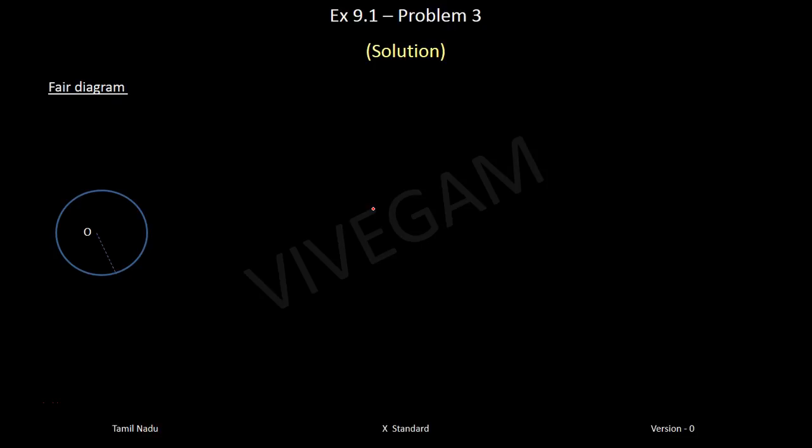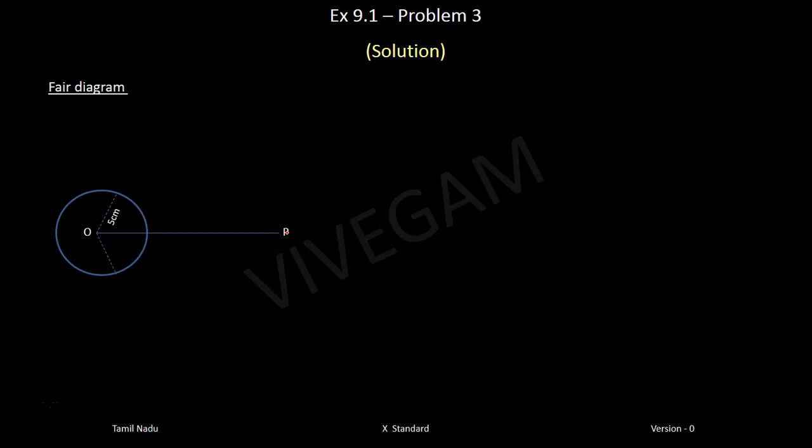With O as a center and a radius of 5 centimeters, we are drawing a circle and marking these two radii. Next, with O, we are marking a point P, which is 13 centimeters away from O. With a scale, you measure 13 centimeters and mark this point P.